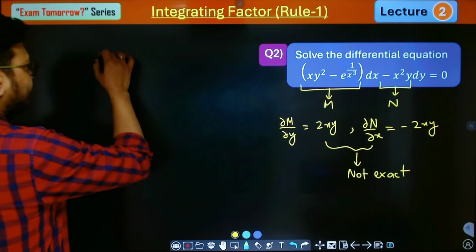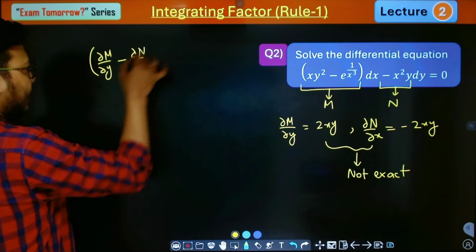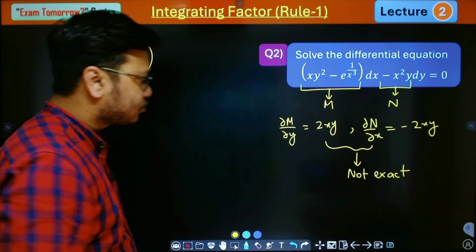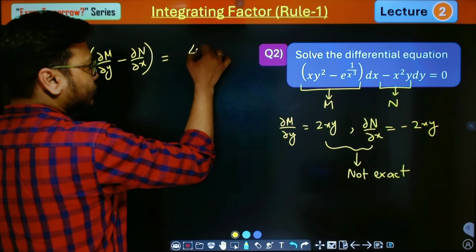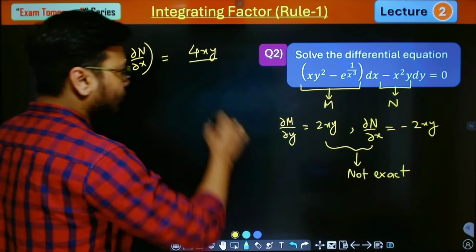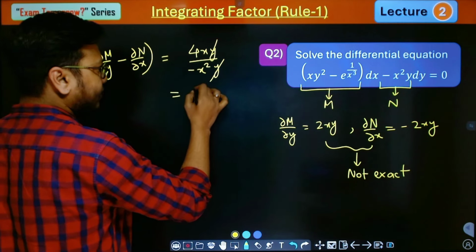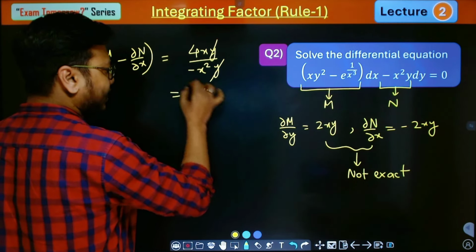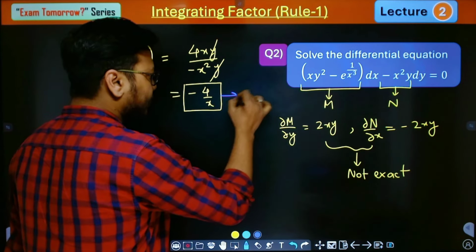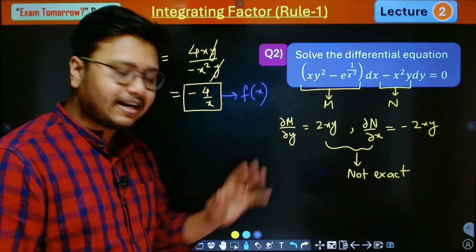So let's find the difference of the two, del M del y minus del N del x, and I'm going to divide that by N. The subtraction of these two is going to be 4xy, divided by N, N is minus x square y, so minus x square y. If I cancel out the y, we are going to be left with minus 4 upon x. So this is a function of x, right? So we have got a function of x. That means rule number 1 is satisfied.